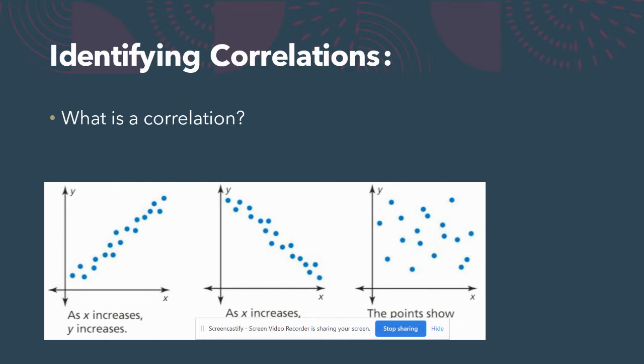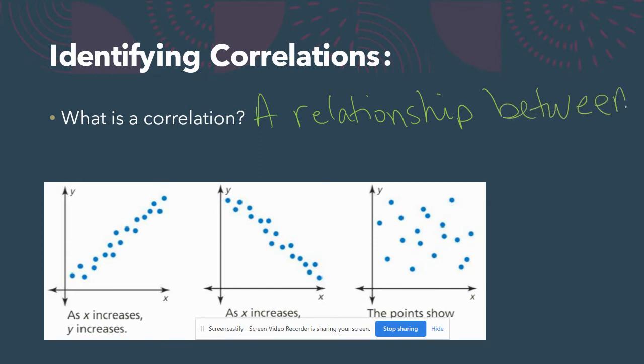Correlations. So what is a correlation? A correlation is a relationship between data sets.